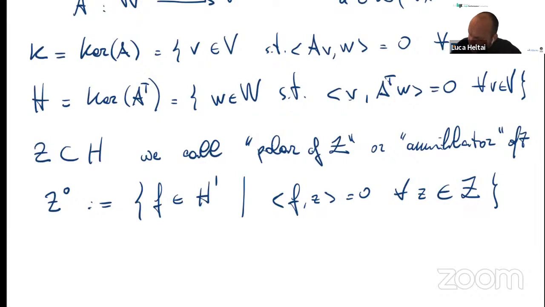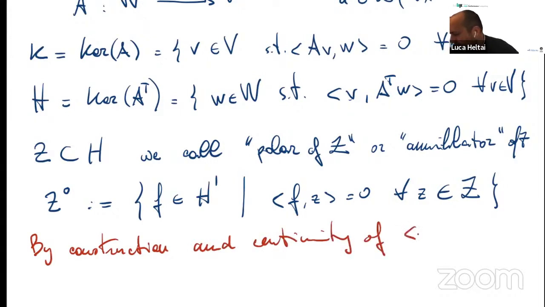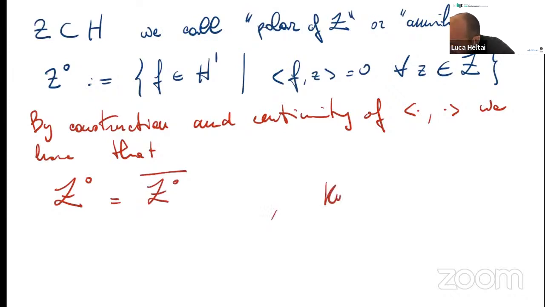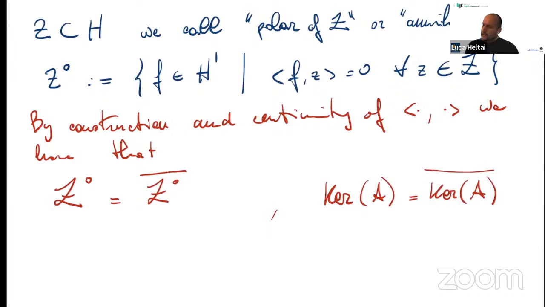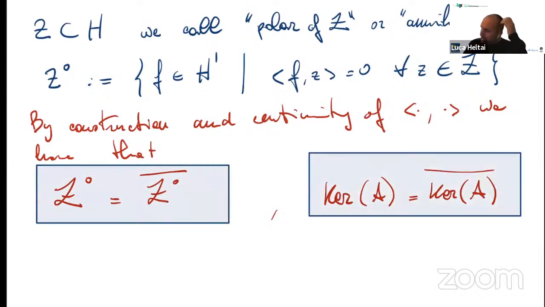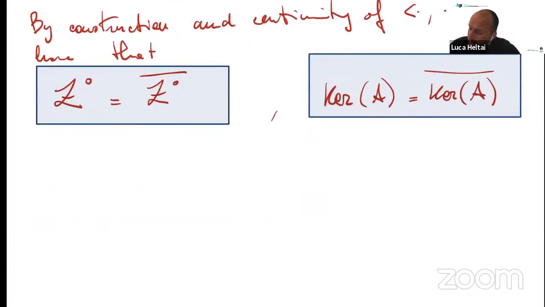Now by construction and by continuity of the duality, we have that two properties are trivially satisfied. First of all, Z polar is a closed subspace, and the kernel of an operator is always a closed subspace. Okay, so these two properties are trivially true. And as we will see, in infinite dimensions, there's a relationship between this and the operator A and the polar of the operator A, which are coming trivially. And they are coming trivially for the following reasons.